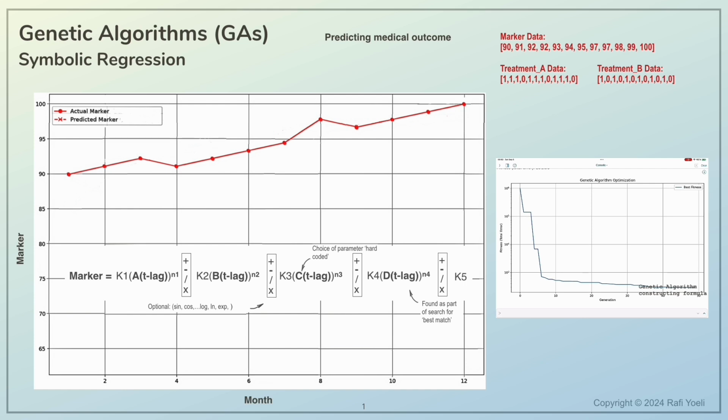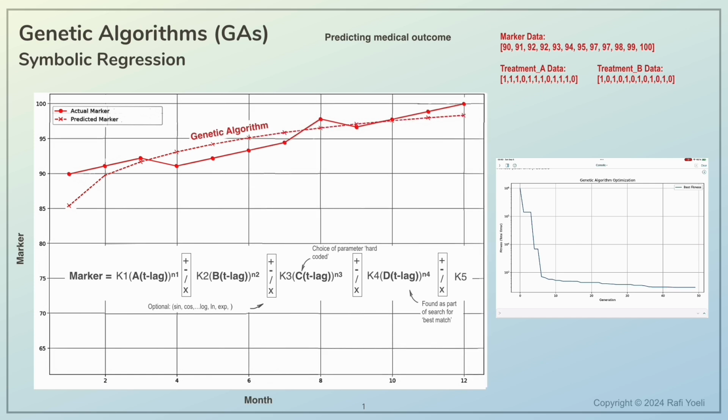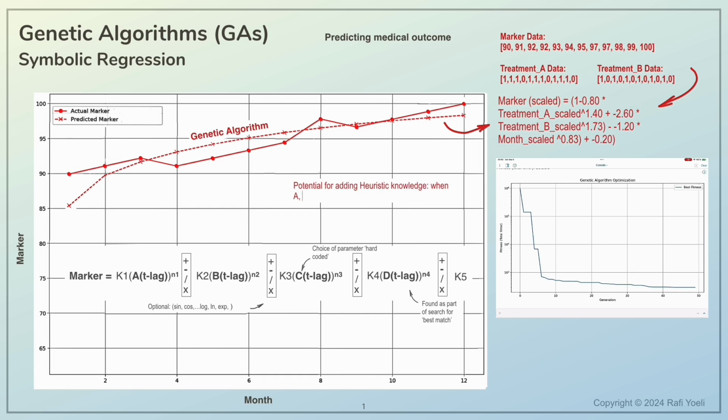So let us look now at how our best overall formula performs graphically compared to the actual measured marker data. The red dotted line shows our model's predictions compared to the patient's actual marker values, which are the solid red line. The close match indicates our formula has successfully captured this individual's unique response to the medication regime. The formula itself is shown to the right of the graph. This complex formula would have been nearly impossible to discover through traditional methods.